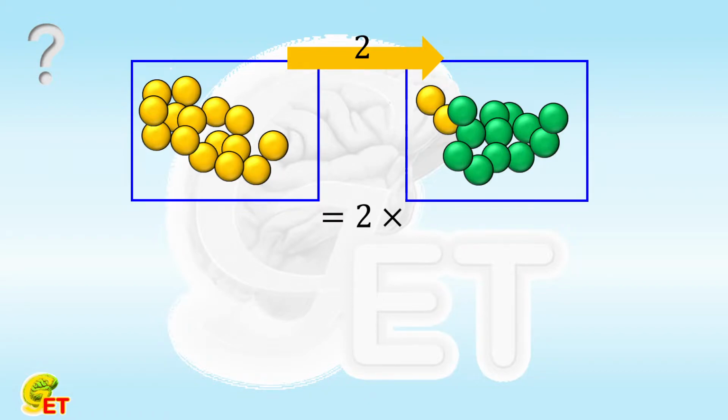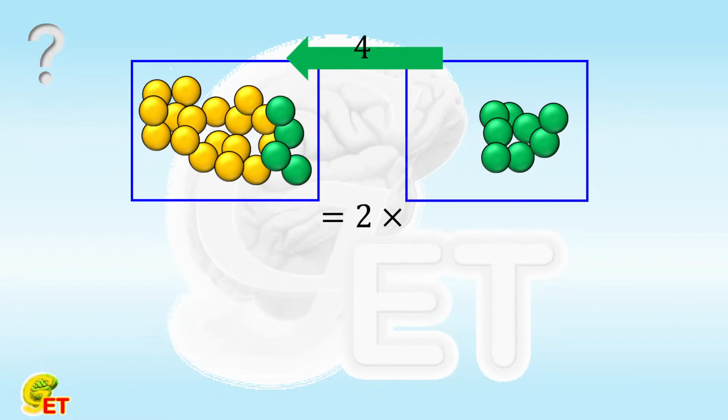Now we move back these two balls, and then further take another 4 balls from the second group and put them into the first. The number of the first group becomes 5 times that of the second group.